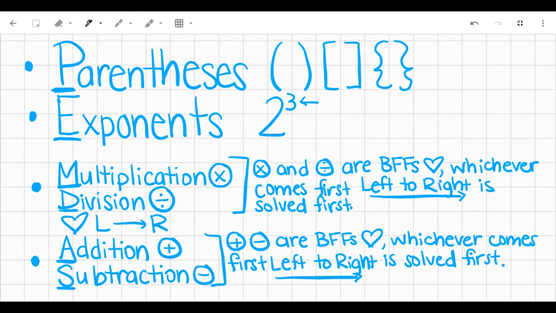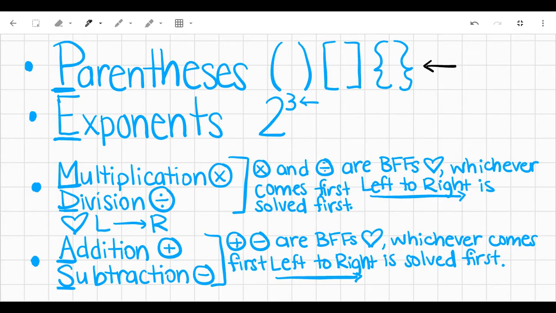PEMDAS stands for parentheses, exponents, multiplication, division, and addition, subtraction. The first step is always parentheses, and here are 3 examples of the different types of parentheses or brackets you may see. The next step we do is exponents.